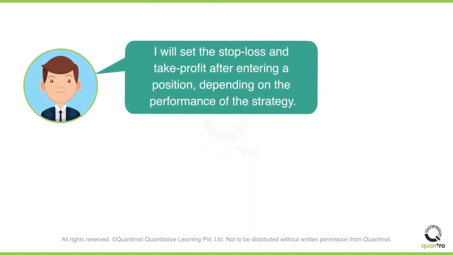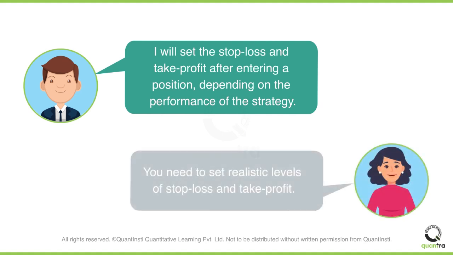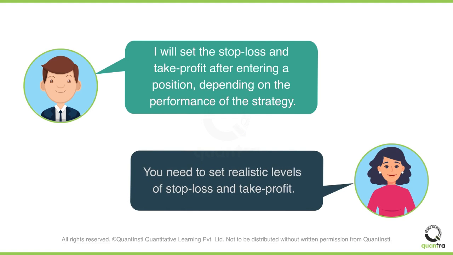John thinks it would be better if he sets these levels after entering a trade. This way, he can study the market while trading, and accordingly set the appropriate levels. Sophie warns him that this would not be the right move.